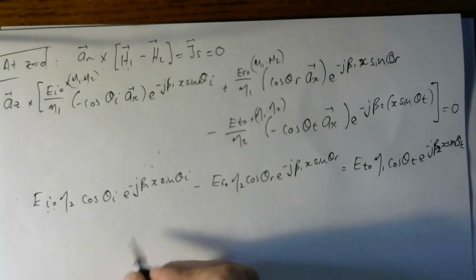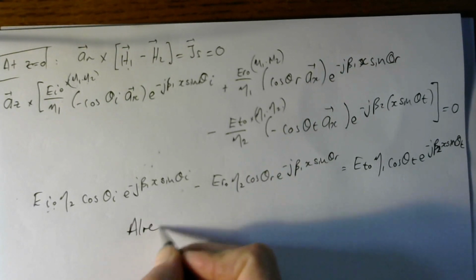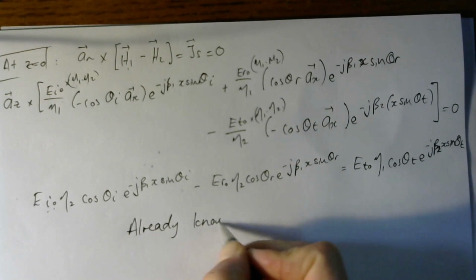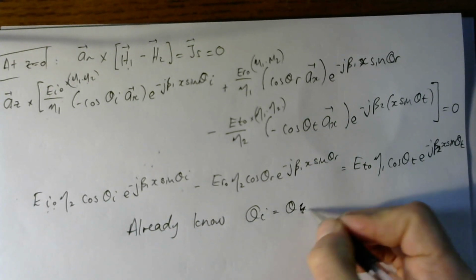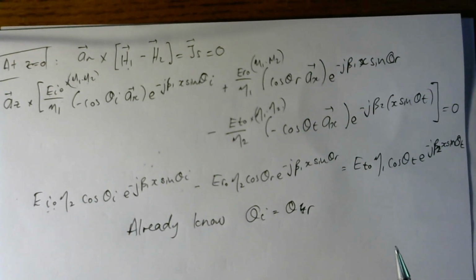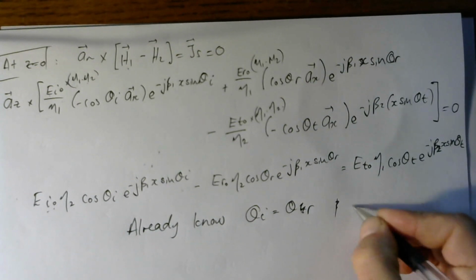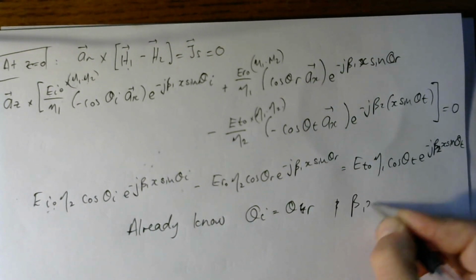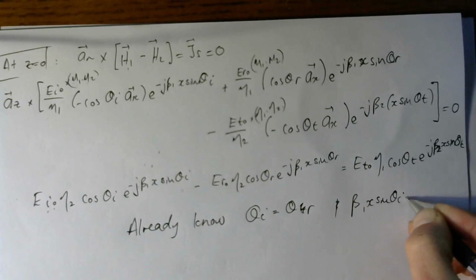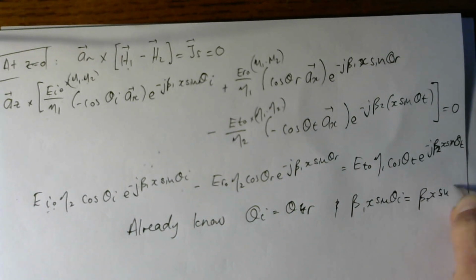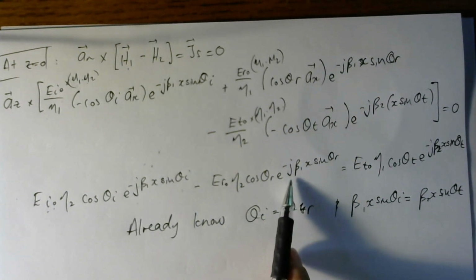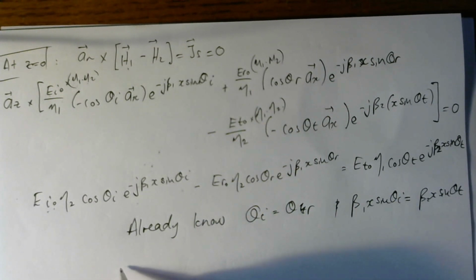But what do I know? We already know that theta I is equal to theta R, that's Snell's law of reflection. And I also know that beta 1 x sine theta I is equal to beta 2 x sine theta T. Now I can factor out those two exponentials, so I can write it like this.